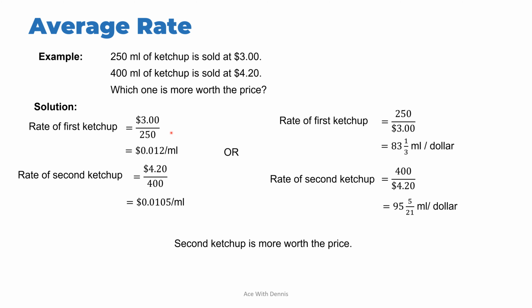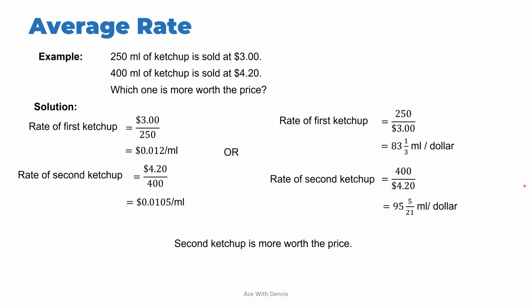Now, let's see what's the difference between these two methods. For the first method, the answer tells us the cost of each ml. Hence, we will choose the lower cost, the better. And we can see that the rate of the second ketchup is the lower cost, which is $0.0105 per ml.